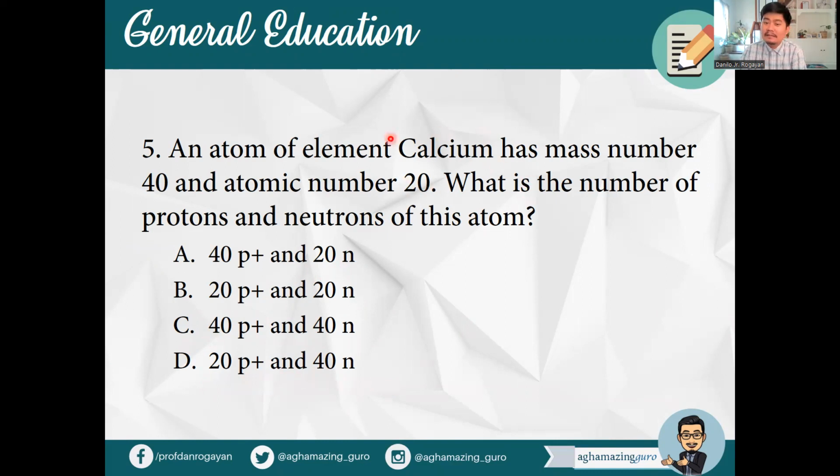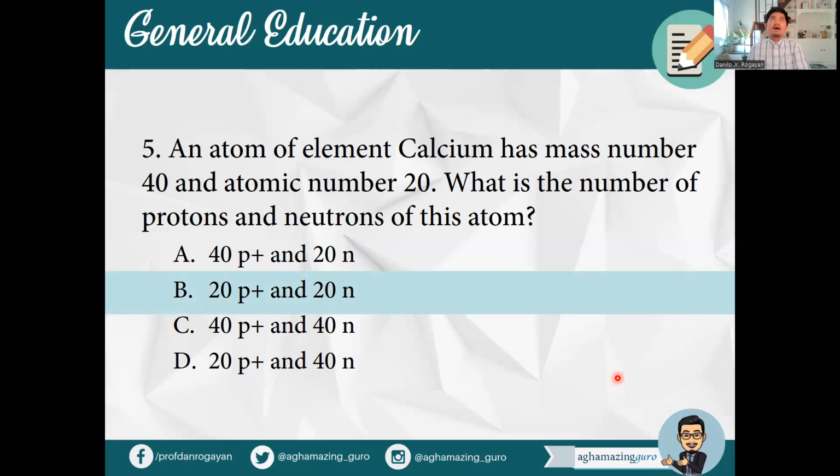So again, the element is calcium with mass number or atomic mass of 40 and atomic number of 20. What is the answer, teachers? Yan ay letter B, 20 protons and 20 neutrons.